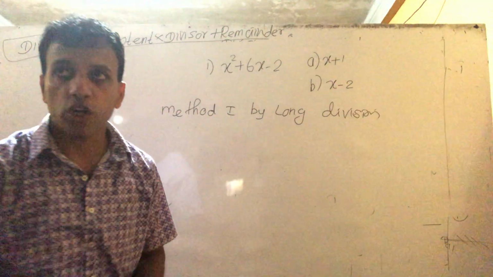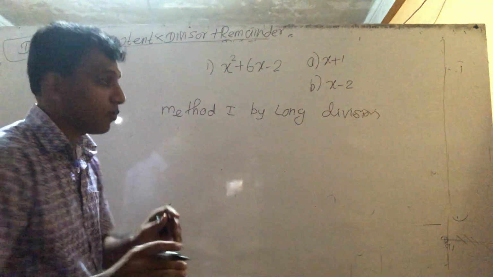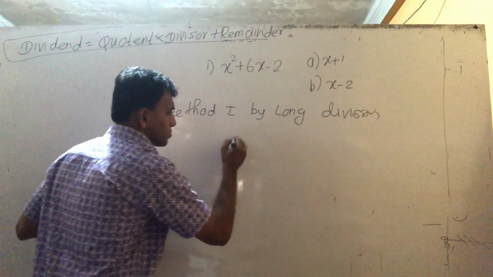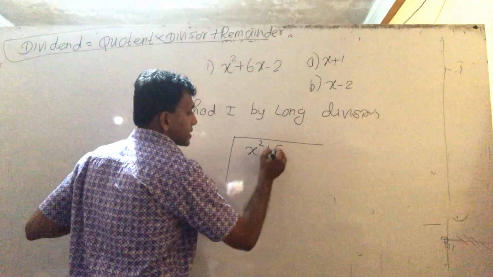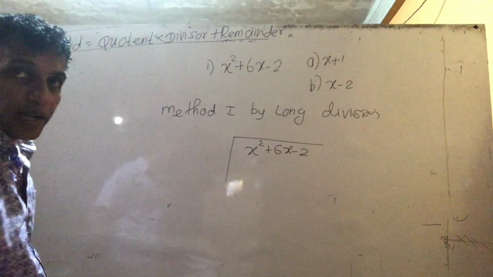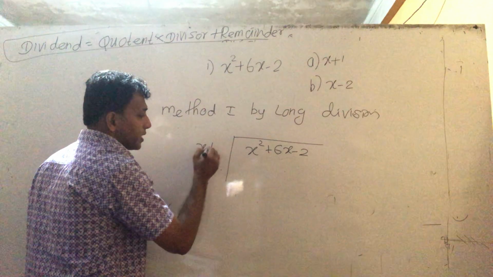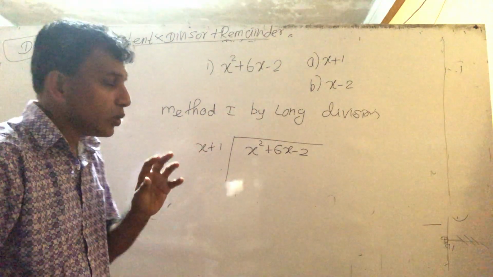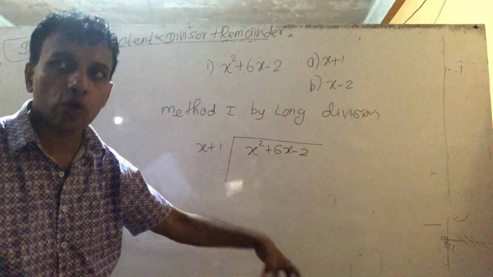Method 1, by long division. See this technique, the way of dividing. x square plus 6x minus 2 is mentioned as the dividend, and the divisor is this. When you divide, there's an answer here, and maybe sometimes there's a balance, or none.